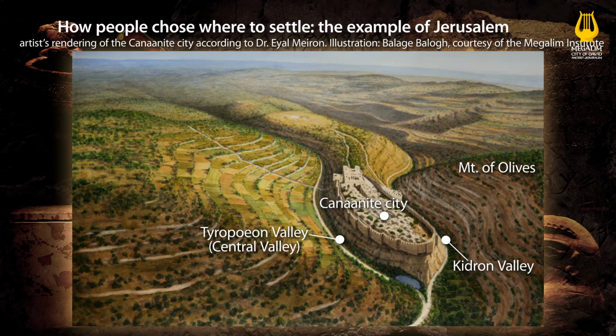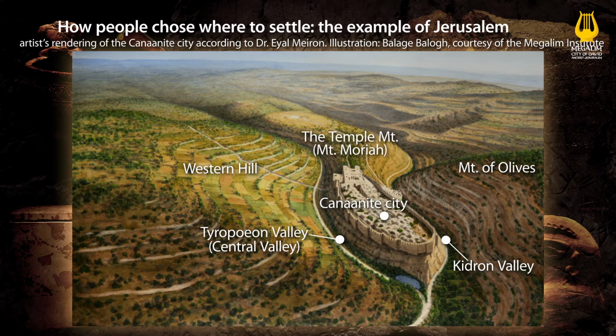To the left of the Tyropoeon or the Central Valley, we can see a vast hill. This is the Western Hill of Jerusalem. The Western Hill of Jerusalem is to the west of the city, and the city itself is on what we call today the City of David, or the Southeastern Hill of Jerusalem. East because it is east to the Western Hill, south because it is south of the Temple Mount.